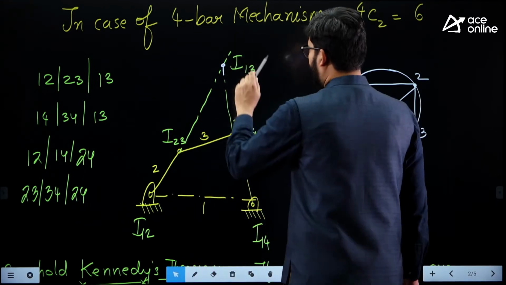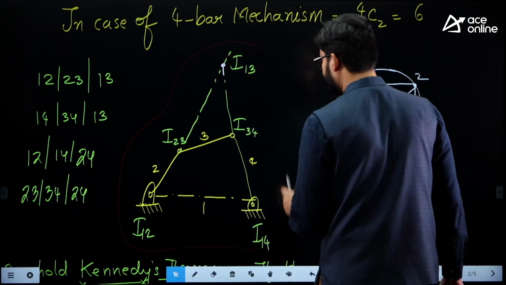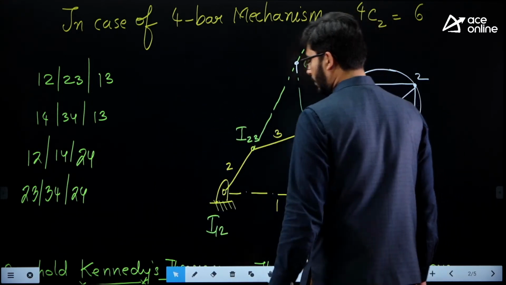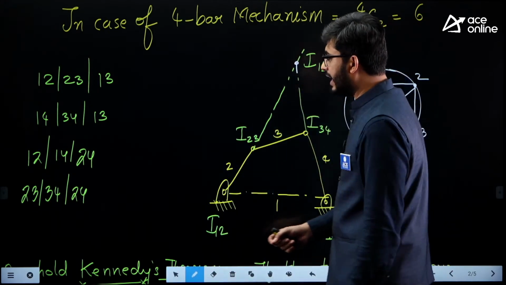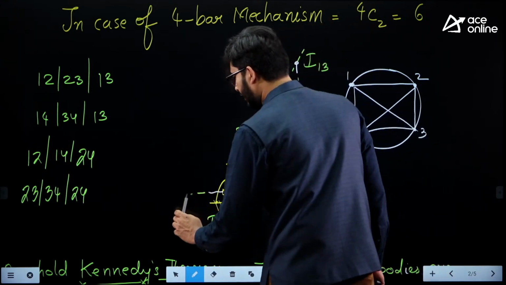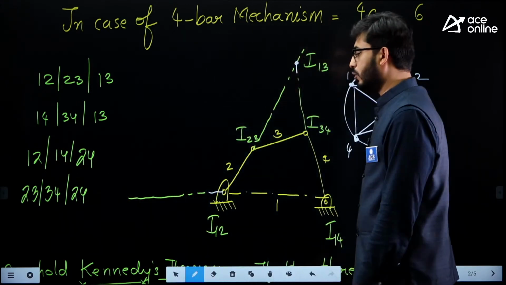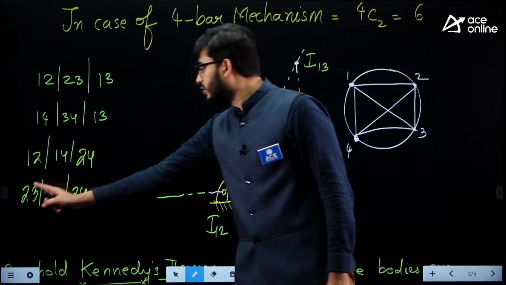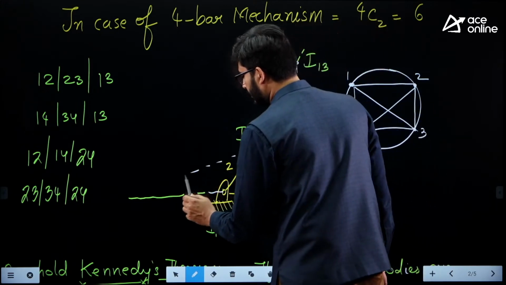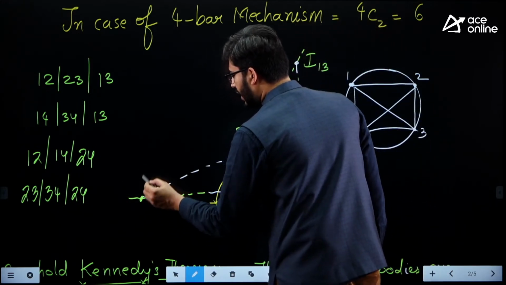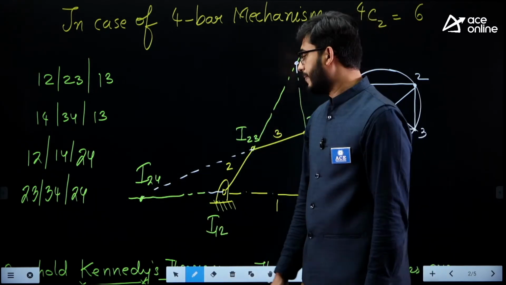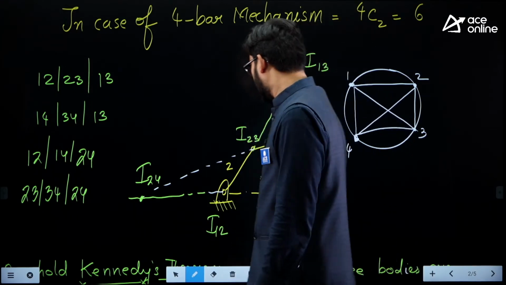Now guys, if we notice here, if we extend the lines of 1,4 and 1,2, this is the line. Next is 2,3 and 3,4. If we extend this line, it will be this one. This is where I24 is expected to lie.